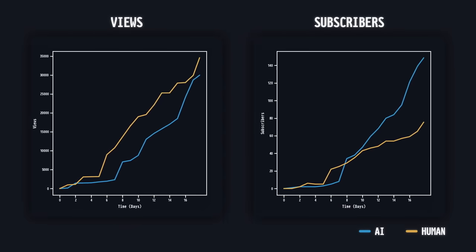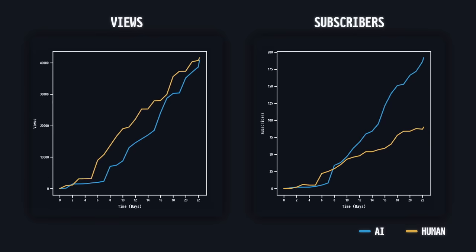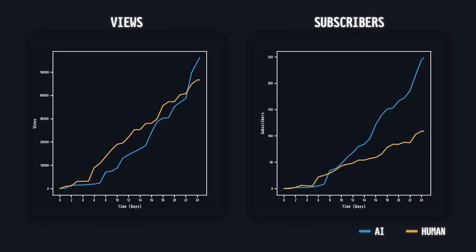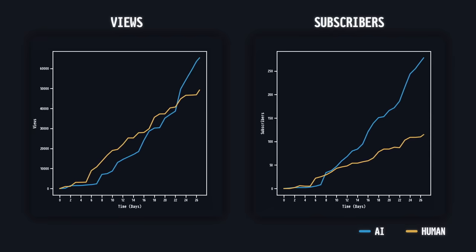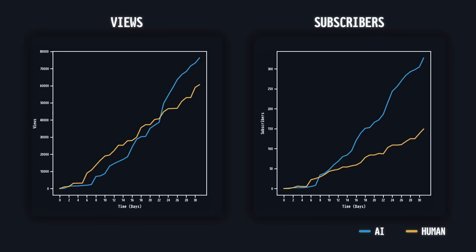It seemed to have a positive effect at first. However, by the 23rd day, the AI channel took over the human channel in views and was continually increasing its lead in subscribers over the human channel. This trend would ultimately continue for the rest of the experiment, as the AI would finish with over 76,000 views and 330 subscribers.